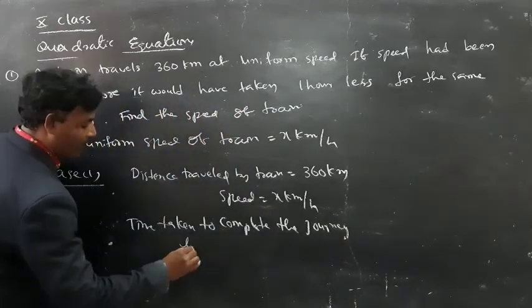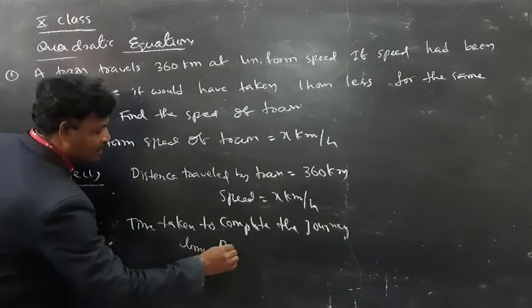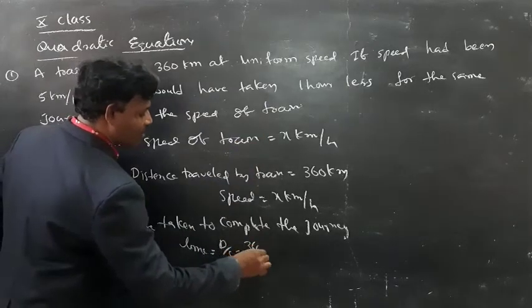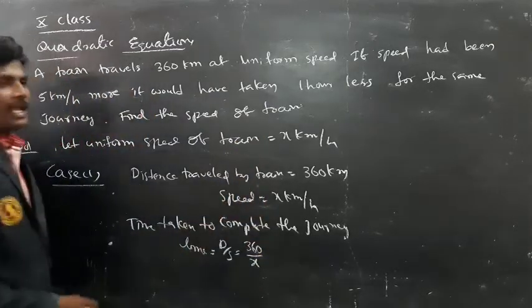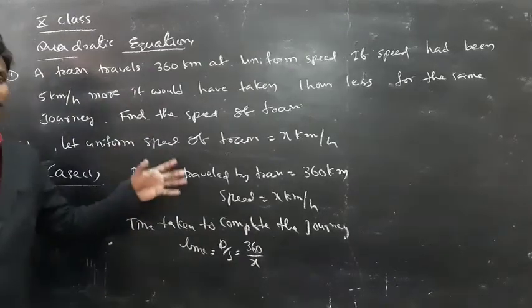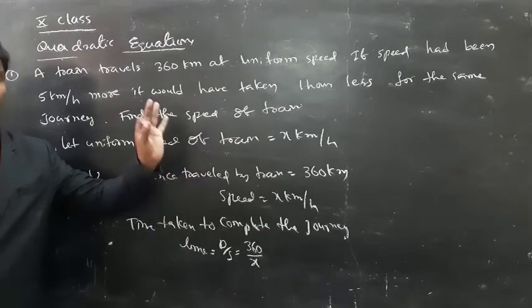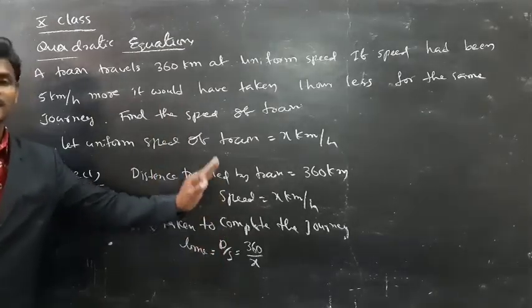What is the formula to find time? Time is equal to distance by speed. What is the distance here? 360 kilometers. And what is the speed of the train here? x kilometers per hour. So in case 1, to complete the journey of 360 kilometers, it took 360 by x hours.